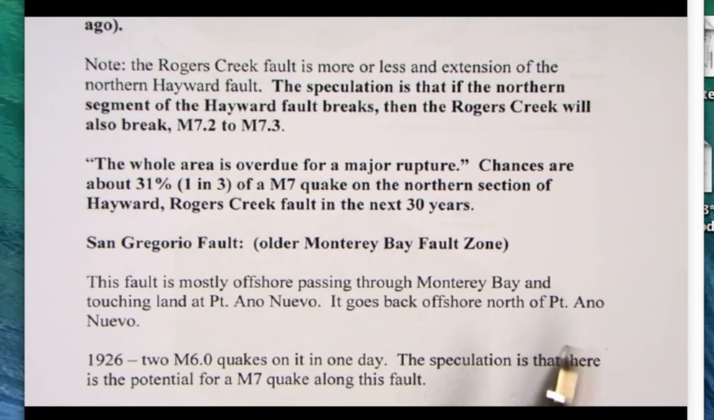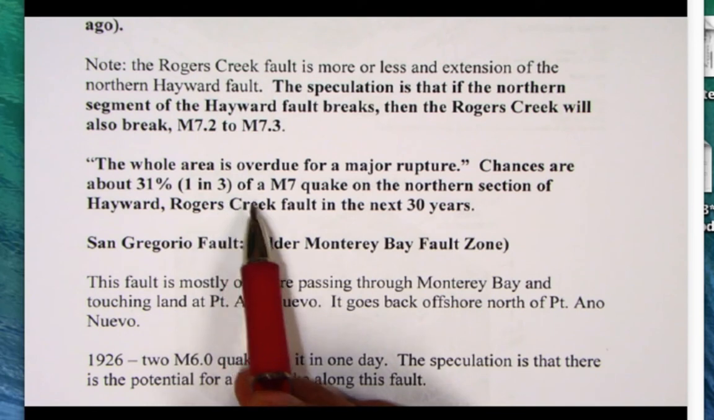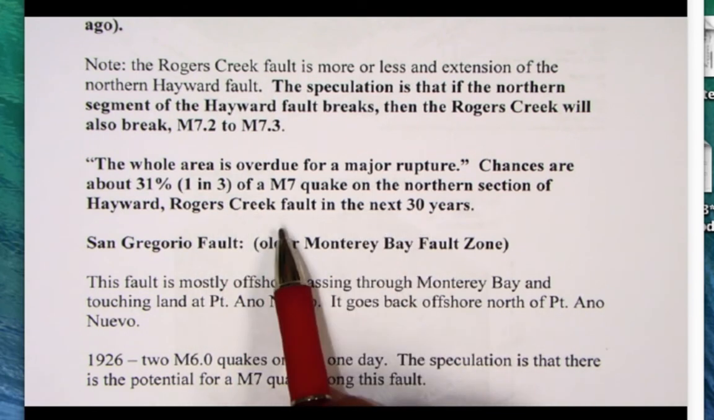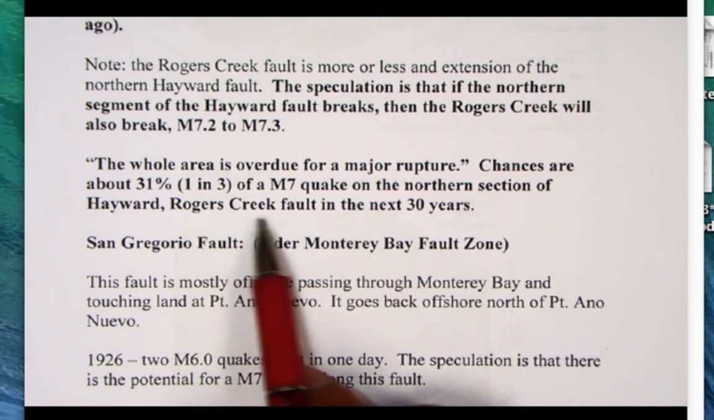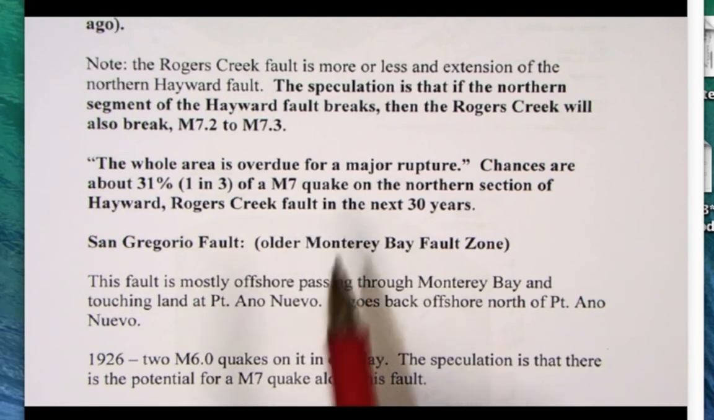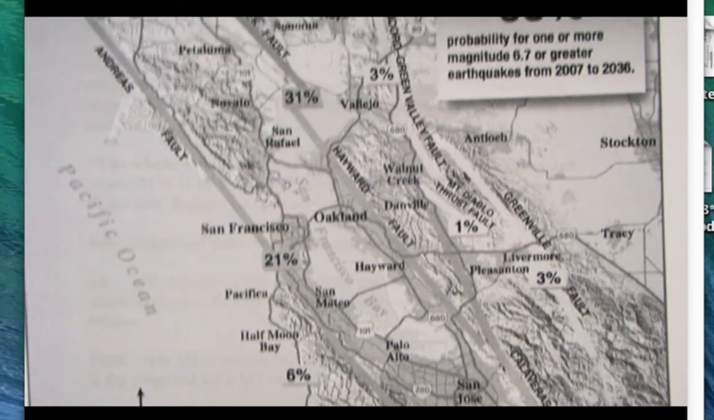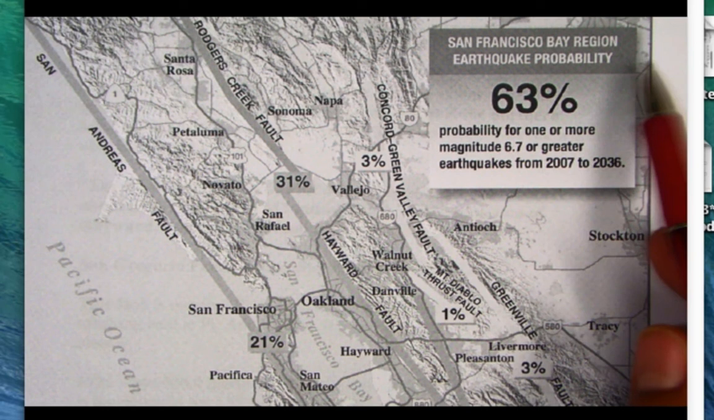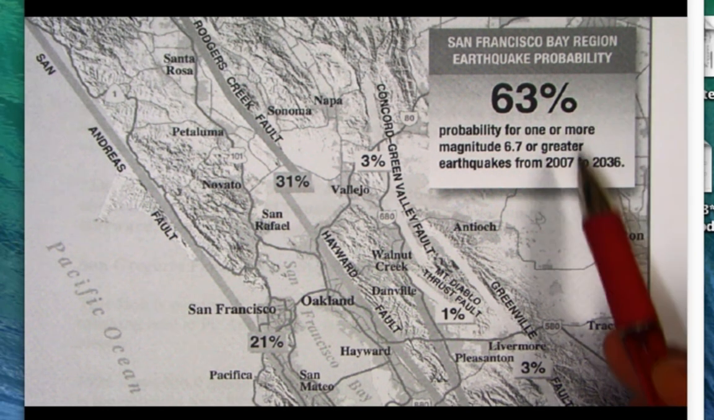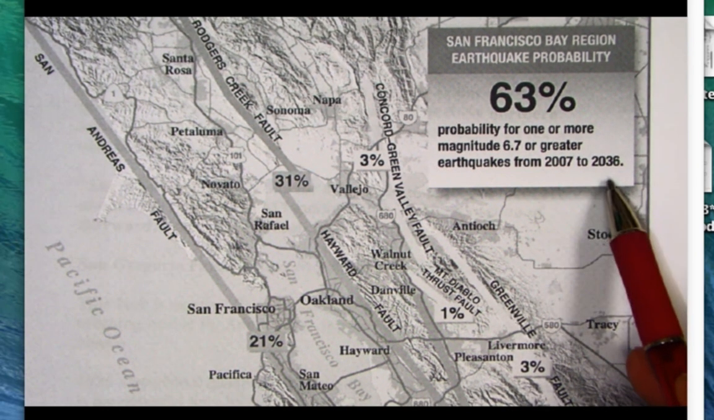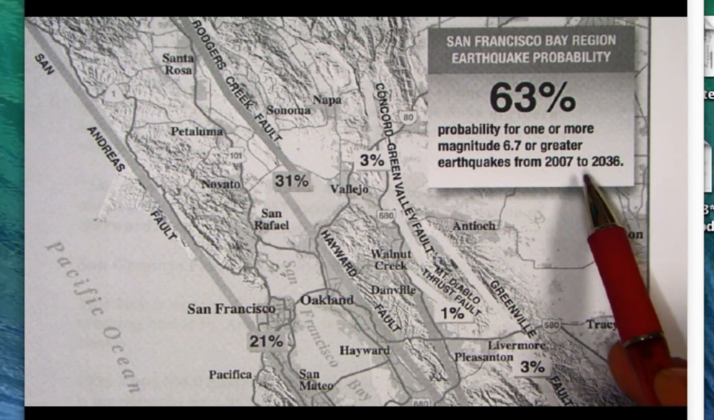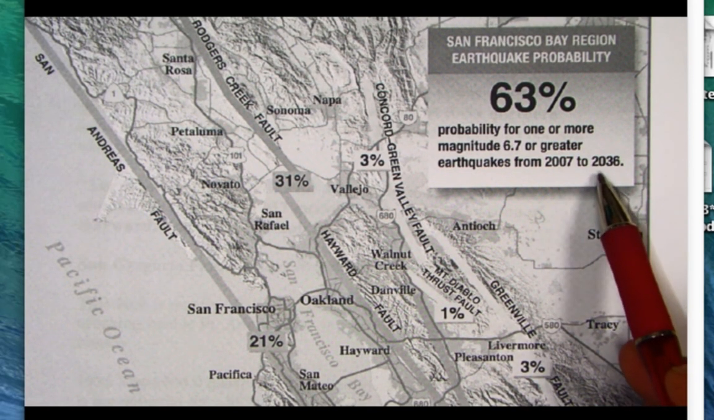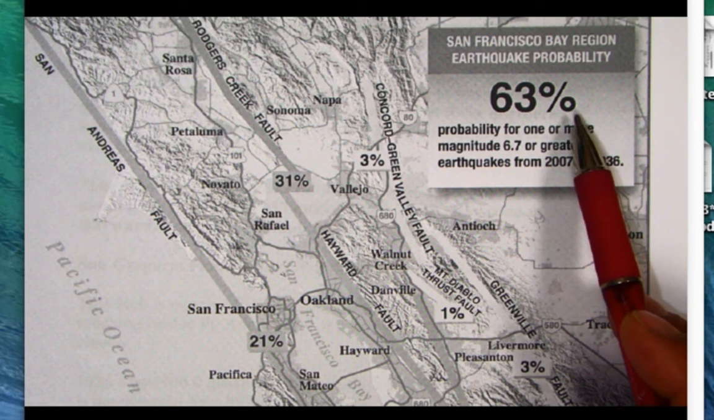And chances are about 31%, or 1 in 3, of a magnitude 7 quake on the northern section of the Hayward Fault, or this Rogers Creek Fault, in the next 30 years. In fact, here's a map showing some of the latest studies, and it looks at the whole San Francisco Bay region, and it gives a probability between 2007 and 2036. So now we're in 2015, so we're getting close to there, and it has a probability of 63%. I think that number now is around 67%.